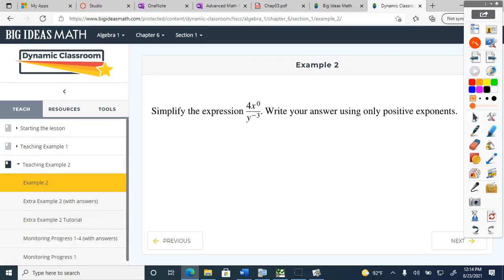Example 2. These are when most people start getting in trouble because now they're letters. Okay, I don't know what they are. I just got to know where to move them. So 4, I'm just going to rewrite it. 4x to the 0 power over y to the negative 3 power. It says write your answer using only positive exponents. So what I would do is, what happens to the x?